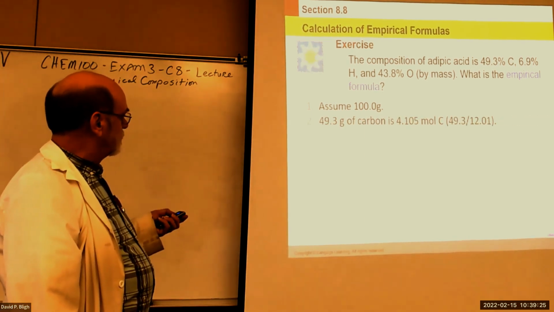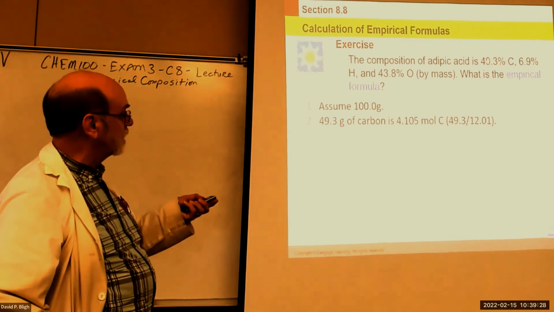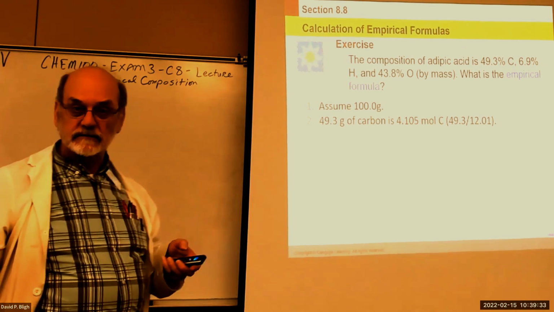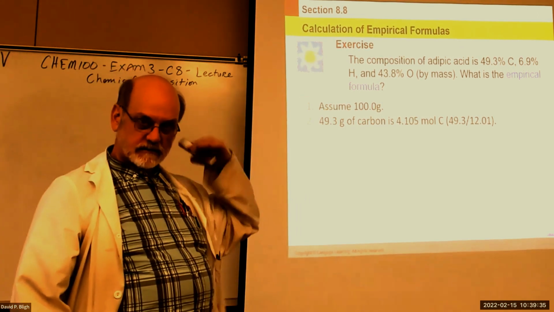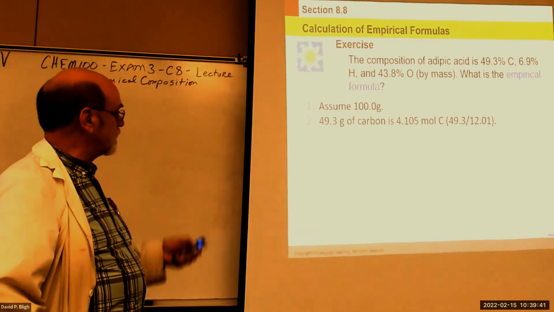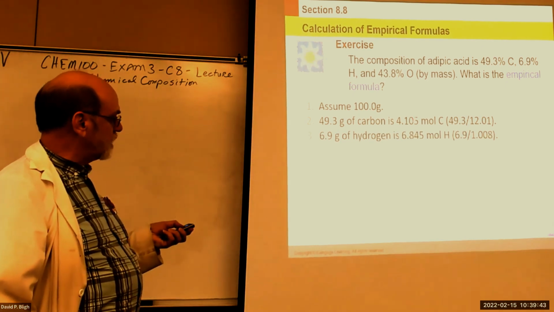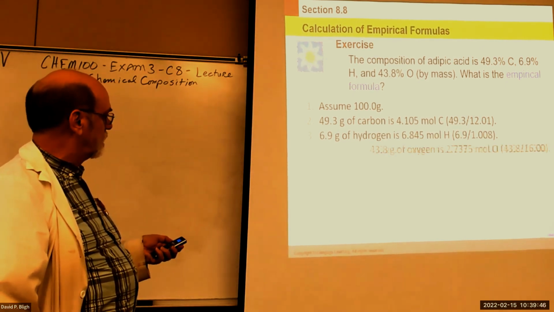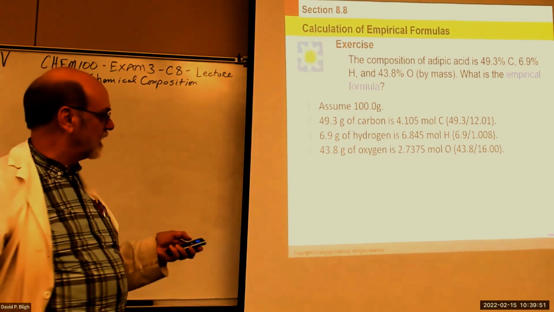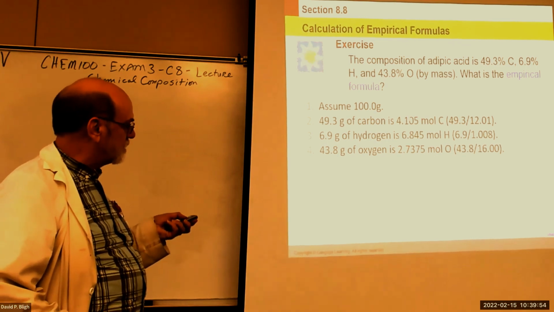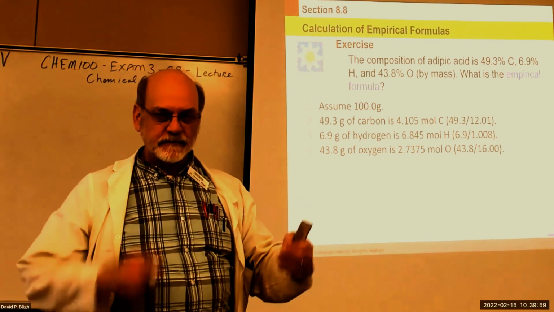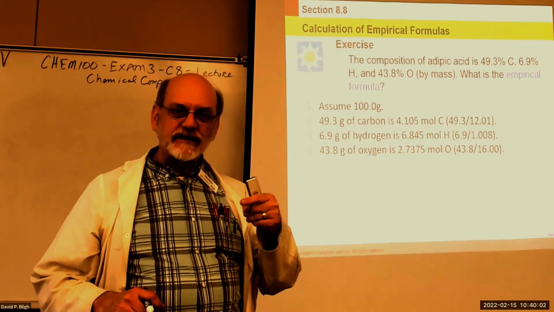Then you've got 49.3 grams of carbon right here. And that is equal to 4.105 moles of carbon. Right? We set up our Henry Ford assembly line, and this is what we'll get from each one. Hydrogen will be this many moles of hydrogen and this many moles of oxygen. Right? We just divide by the molar mass of each one. Then we want to get the ratio of these. So how do we get the ratio? Start working our way towards whole numbers. You take the smallest one and divide it into everybody.